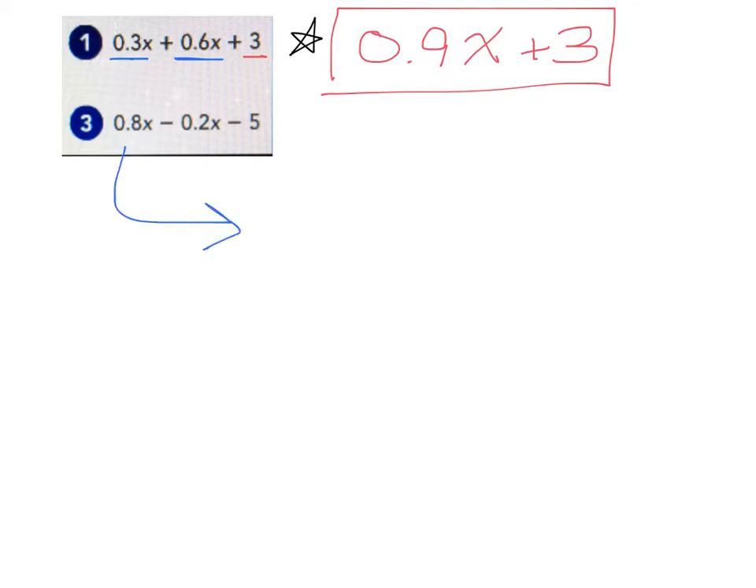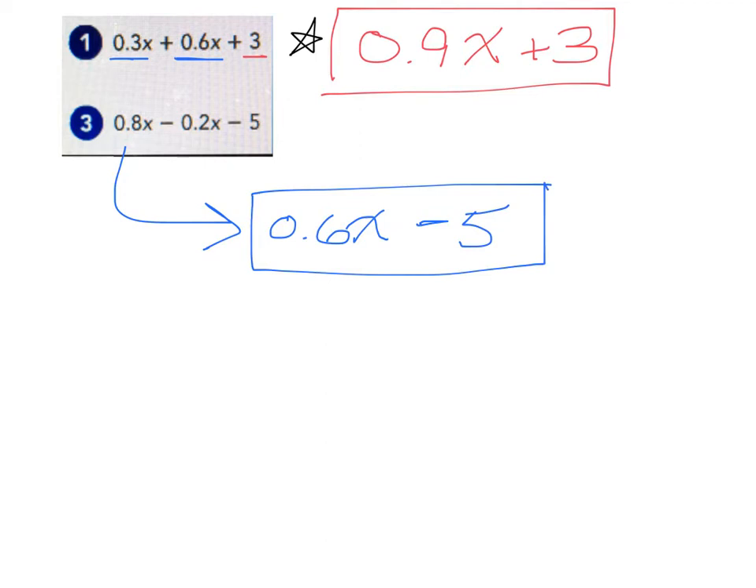So for number 3 here, let's try this one. I want to look at 0.8 minus 0.2 because these both have the letter x. 0.8 minus 0.2 is 0.6x, and then we just keep our constant of minus 5. So again, you can't combine this constant with the letters. That's illegal. You want to treat the constant as if it's its own letter, or a different letter.